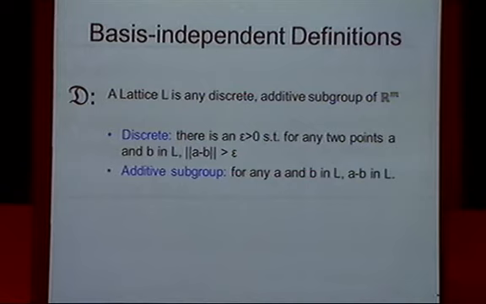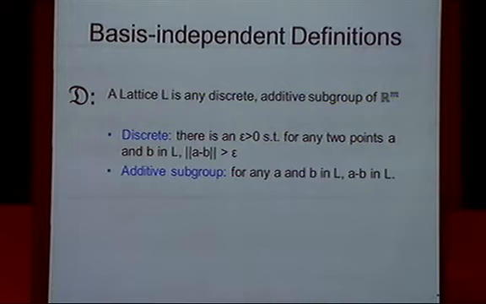What does it mean? Discrete means that two lattice points cannot be too close. There is a minimum distance between any two lattice points. In other words, there is an epsilon bigger than 0, such that for any two lattice points, the distance between them is at least epsilon. That's what discrete means. Additive subgroup, the usual thing: if two vectors are in the lattice, their sum is also in the lattice. The difference is also in the lattice. So this is an alternate definition of the lattice, which doesn't talk about any basis at all.